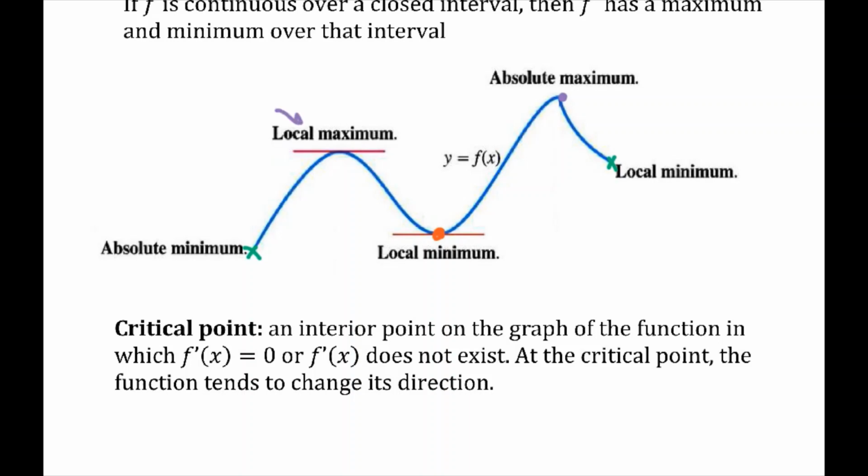Now at these 2 points we notice something. The slope at this point is 0, and the slope here does not exist. These are critical points. Both of them are maximum points, but one of them is local and one of them is absolute.